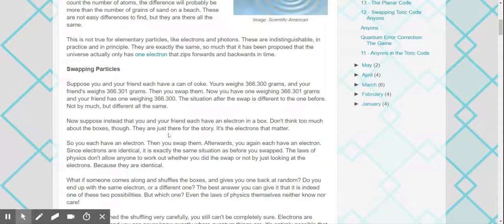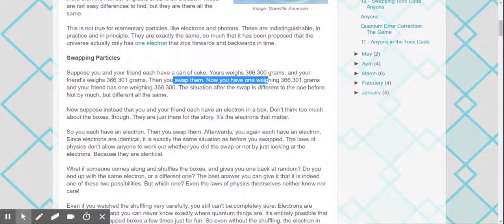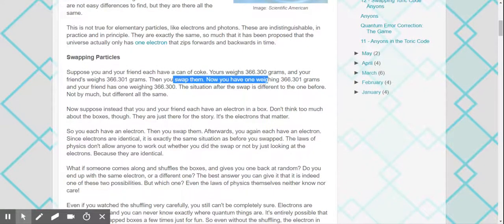Suppose you and your friend each have a can of Coke, and you swap them. The situation after the swap is different to the one before, not by much, but different. Now suppose instead you each have an electron in a box. Don't think too much about the boxes though. They're just there for the story. It's the electrons that matter. So you each have an electron, then you swap them. Afterwards, you again each have an electron. Since electrons are identical, it is exactly the same situation as before you swap.